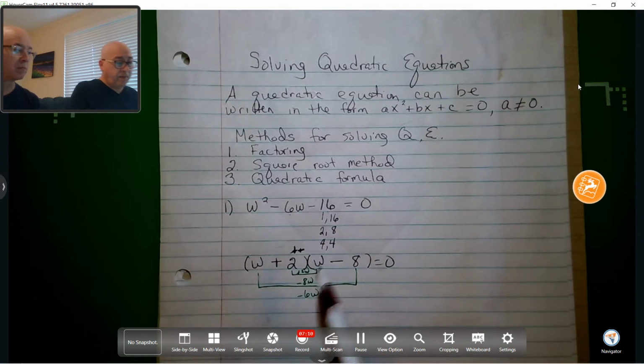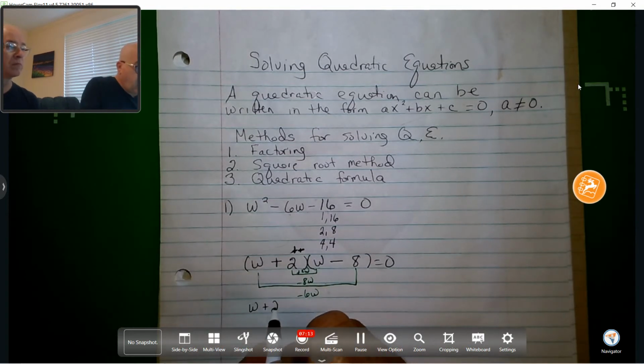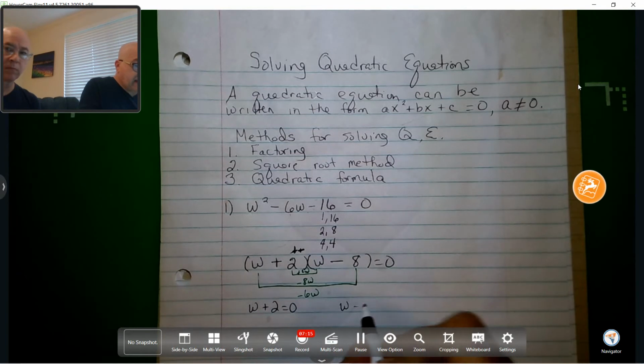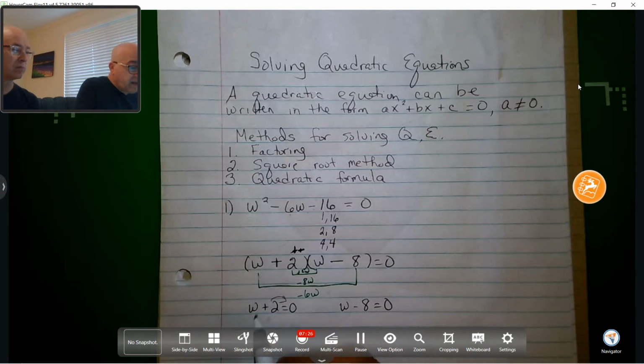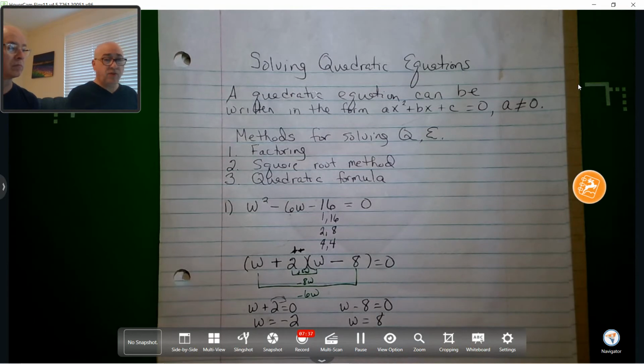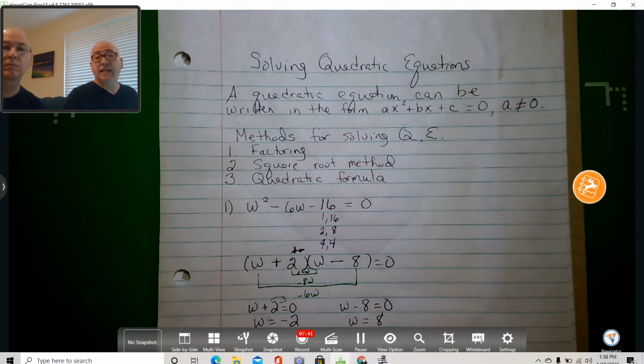So now, set each factor to 0 and isolate the variable by doing the opposite operation. What you're saying is if two things multiply together to give 0, one of them better be 0. So that first set of parentheses, to make it 0, W would have to be a negative 2. To get the second one to be 0, W is 8. So our solutions here are negative 2 and 8.